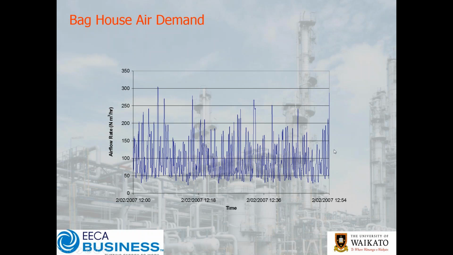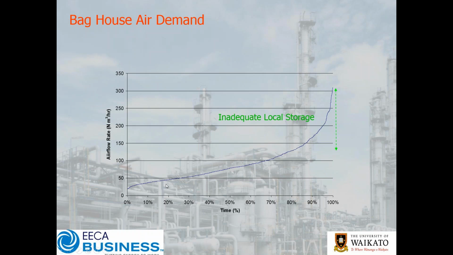Now what we do here is we like to represent this data a little bit differently, and it's what we refer to as a cumulative frequency graph. And so what we're doing is we're looking at a percentage of time that the flow rate is above a certain level, and you can see that the very peaky nature of this pulsing comes through. And obviously we want to have adequate storage locally so we don't have that peak in demand. We want to actually average that out. Makes a big difference.